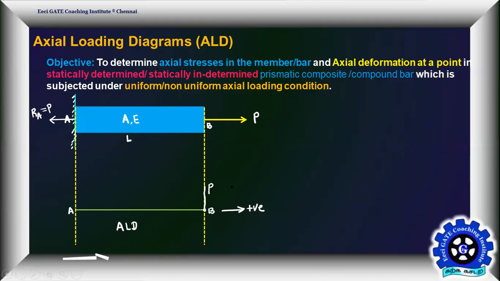What is the line AB? Just one horizontal line. Draw one line AB. It is common in all the diagrams, SFD, BMD and all the diagrams. First you need to draw one line.